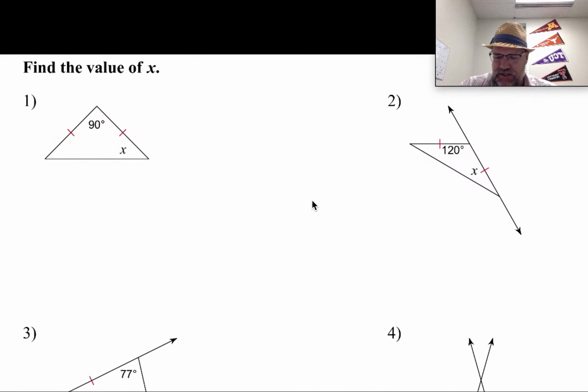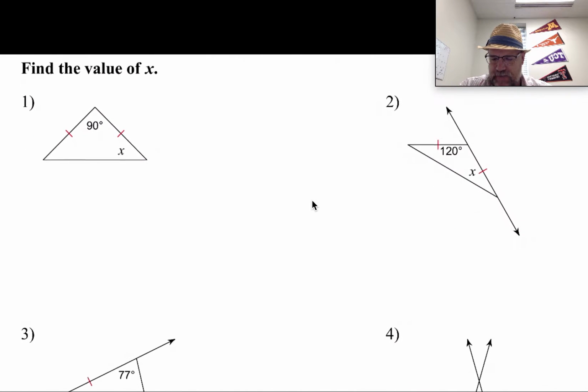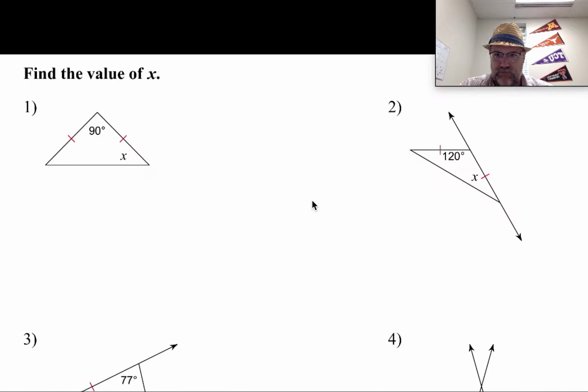So in the first section, it says to find the value of x. Then we're going to need to use some of the relationships that we know about the triangles. That three angles of a triangle always add up to 180 degrees.